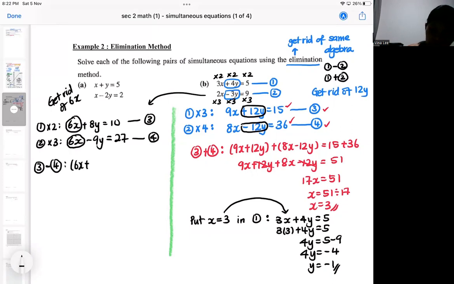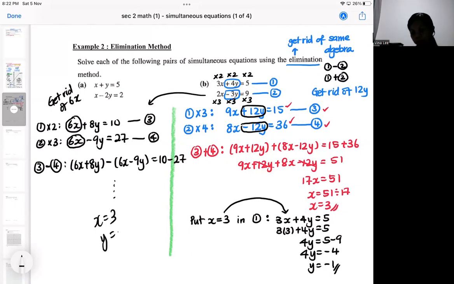Left side, subtract left side. So remember to subtract with a bracket. Right side, subtract right side. So if you carry on with this, you realize you can give it a try. You will still get the same answer.